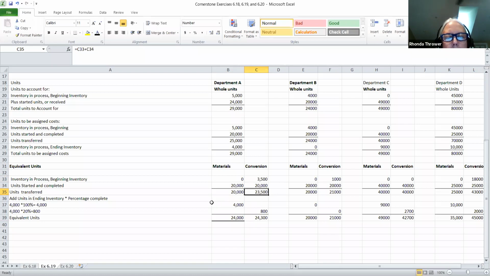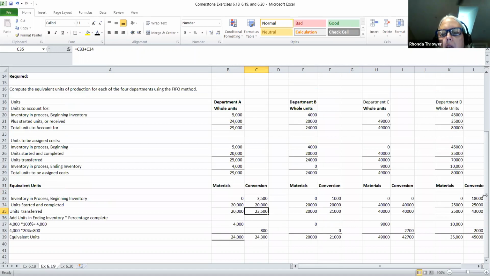And then we will determine our ending inventory. 100% would be complete with respect to materials. So our ending inventory units were 4,000. 100% of 4,000 is 4,000, but we had finished our ending inventory with respect to conversion only 20% during this period. So 20% of 4,000 is 800 units. And then we will combine these two together to get your equivalent units. So the equivalent units using the FIFO method are these units here for materials and conversion.